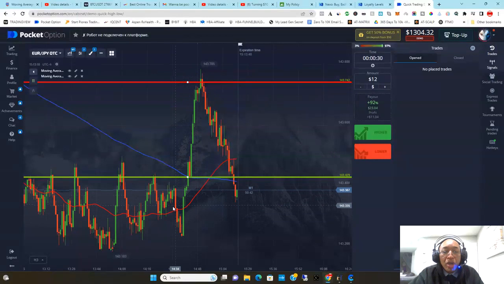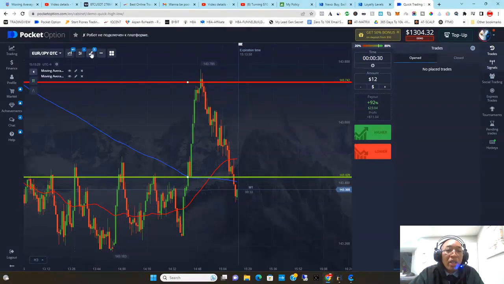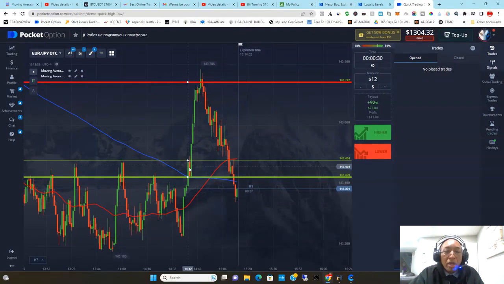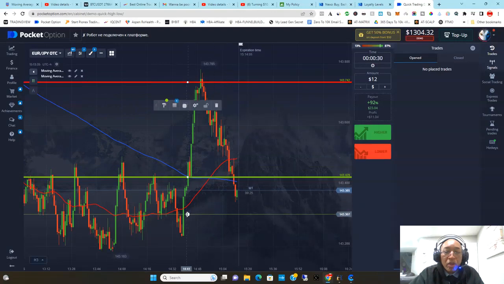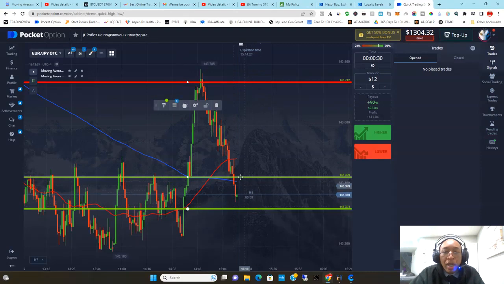the moving average 200. You can use that as another support line, and you can wait until the candle comes there. So let's say we draw another line: we get our line tool and draw another horizontal line right there, and I'm going to make this green and thick. I'll be patient and wait until the bars reach down here.